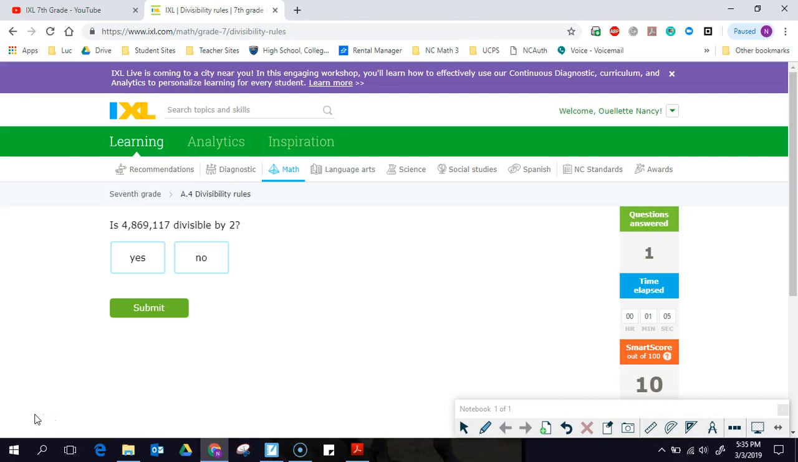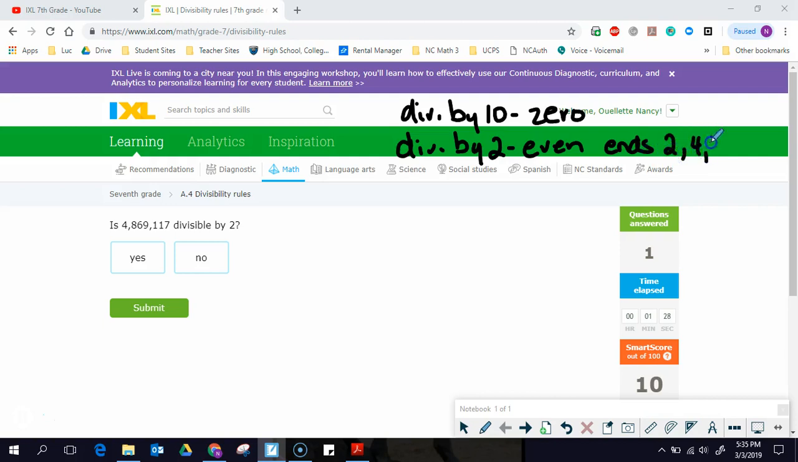Okay, divisible by 2. How do we know if a number is divisible by 2? Divisible by 2, it's an even number. In other words, the last digit is 2, 4, 6, 8, or 0. Well, this one ends in 7, so the answer is no, it is not divisible by 2.